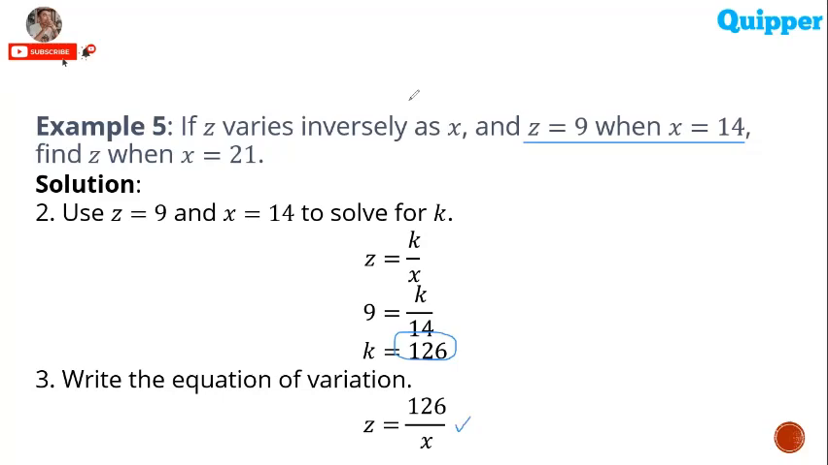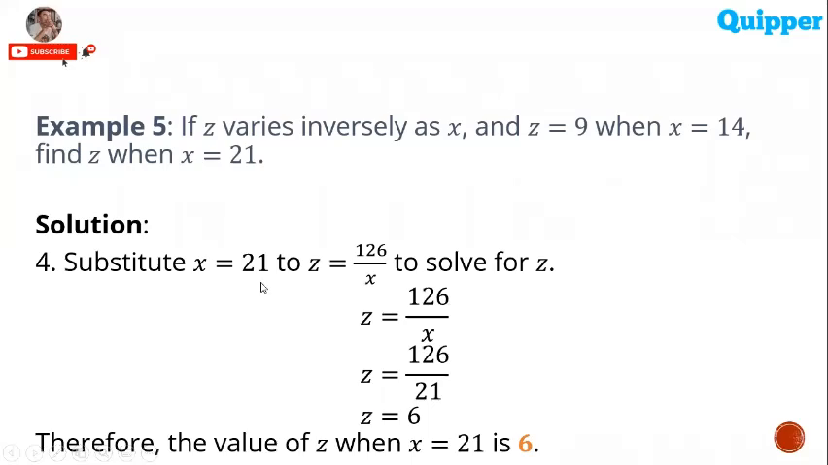If you now have your equation of variation, proceed to the second problem, which is finding z when x is equal to 21. You're now going to use this value of x to solve for z using the equation of variation. Substitute x, which is equal to 21, to z equals 126 over x. That is 126 divided by 21, it's 6. Therefore, the value of z when x is equal to 21 is 6. That is the complete solution for this problem.